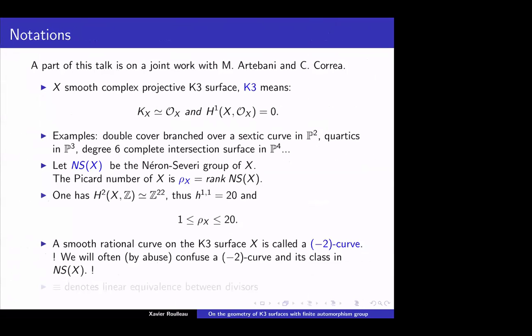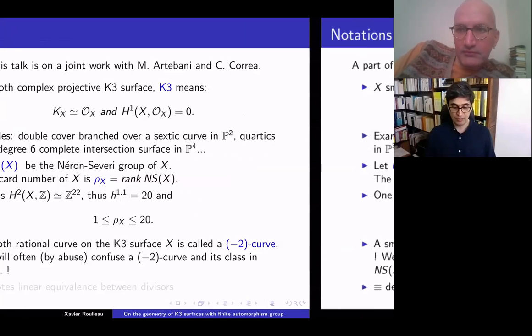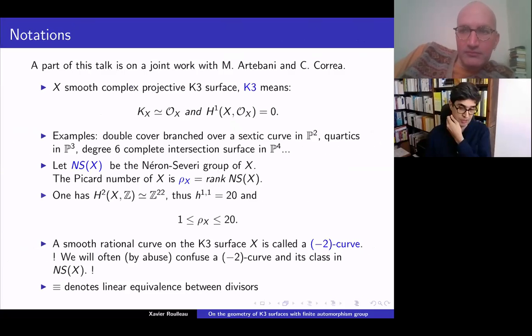A smooth rational curve on the K3 is called a -2 curve. It comes from the adjunction formula, so the square of a smooth rational curve is -2. And be careful in this talk: I will often confuse a -2 curve with its class in the Néron-Severi group. It's not the same, but it's convenient to have that shortcut. And finally, I denote the linear equivalence between divisors by this equivalence relation.